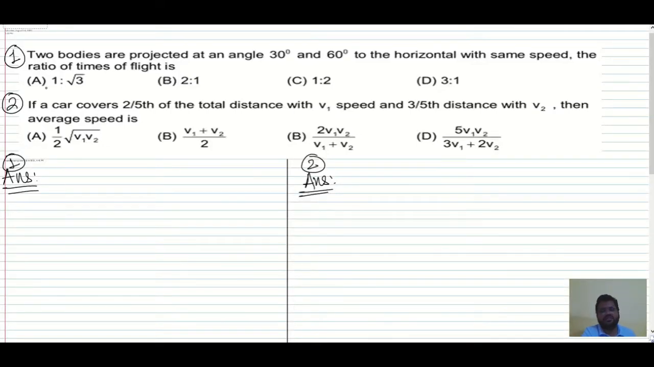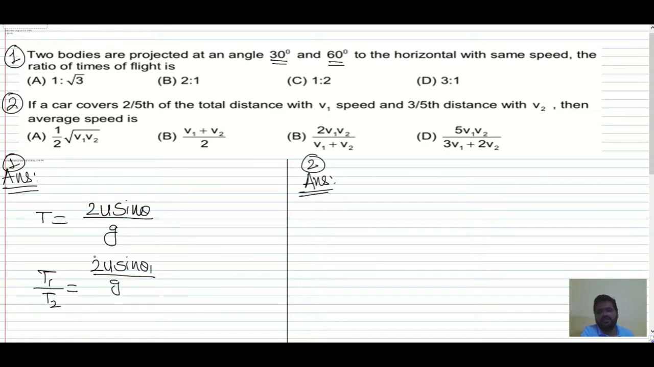So let's start with kinematics problems, and in this we have the first problem. Two bodies are projected at an angle 30 degree and 60 degree to the horizontal with the same speed. The ratio of time of flight. So time of flight formula, we know that it is 2u sine theta divided by g. So t1 divided by t2, that is time of flight, is equal to 2u sine theta 1 divided by g divided by 2u sine theta 2 divided by g.